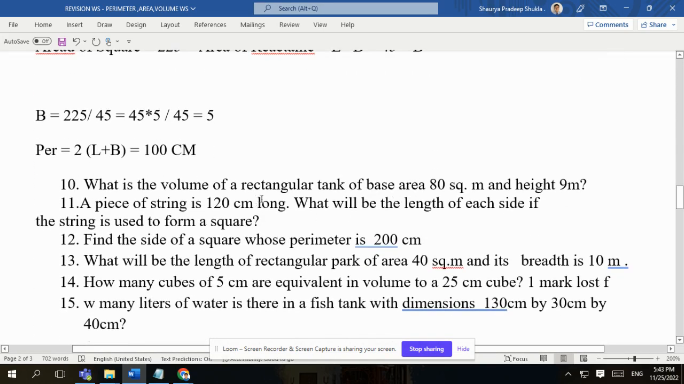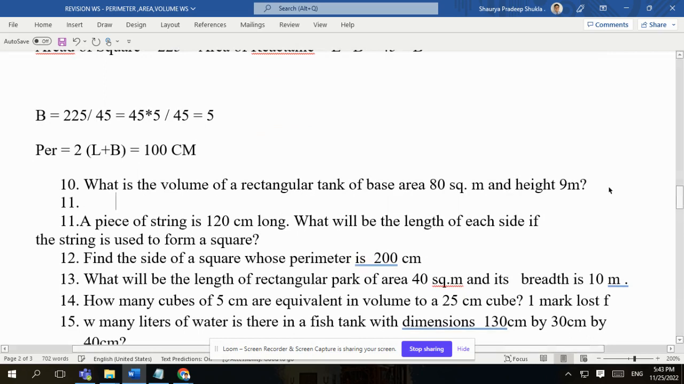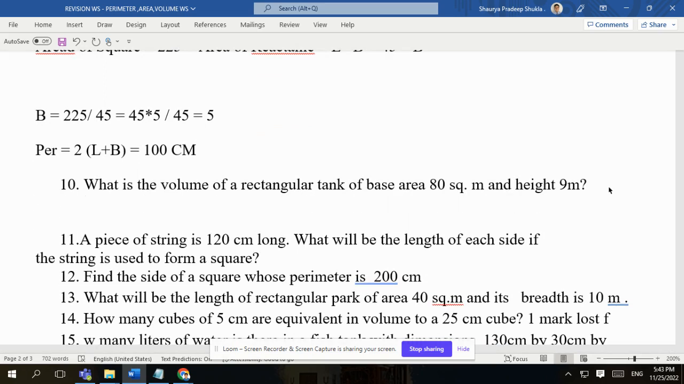Okay, what is the volume of a rectangular tank? All right. So basically, there is a new formula which you need to use, guys. The volume formula is very simple. The volume formula is nothing but what? It's L multiplied by B multiplied by H.